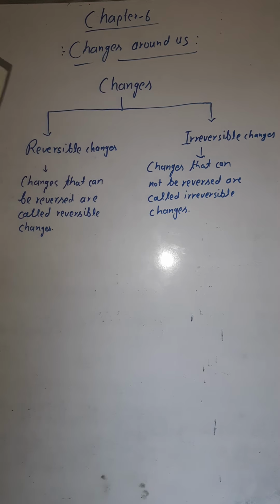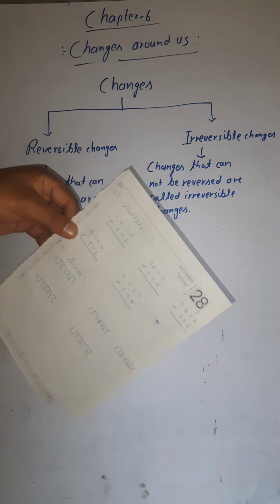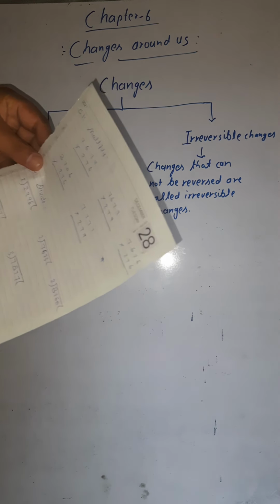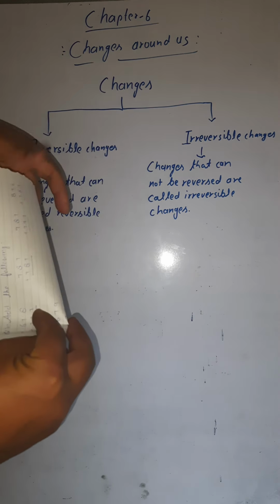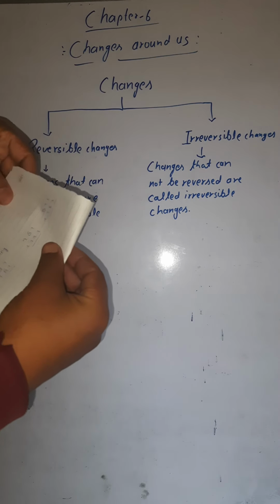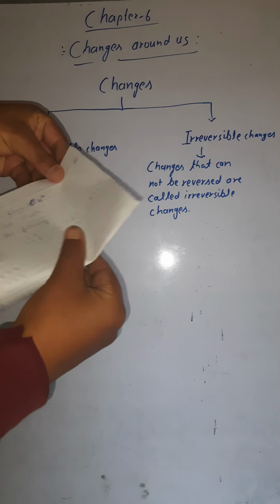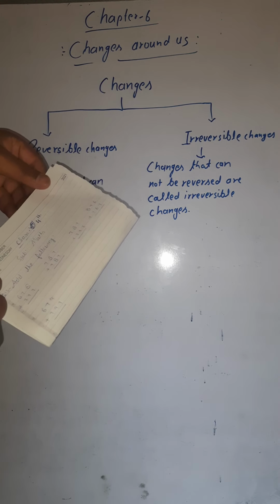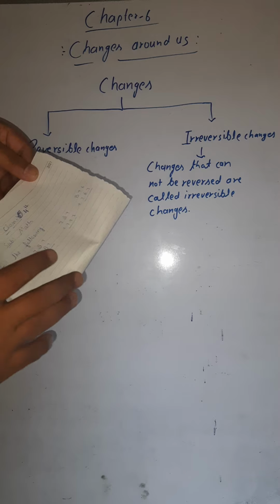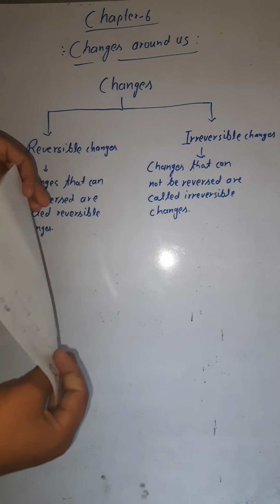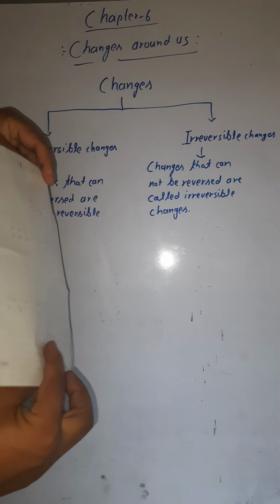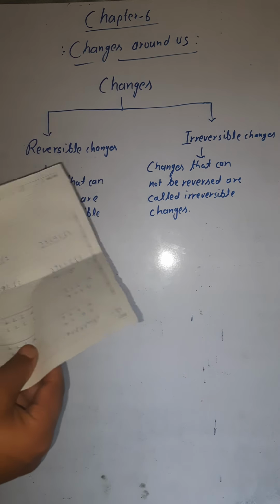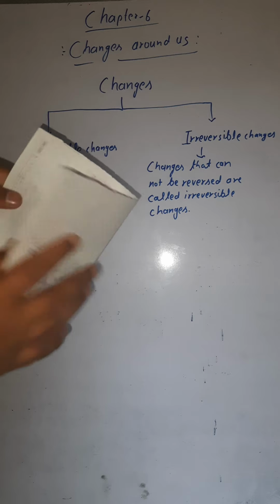Suppose you have a piece of paper. Once you fold this piece of paper, let's say I have just folded it this way, now I can bring it back into its original configuration by unfolding it. So this type of change is an example of reversible changes, like folding of a paper.